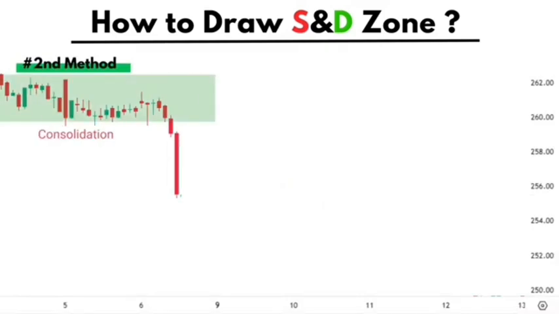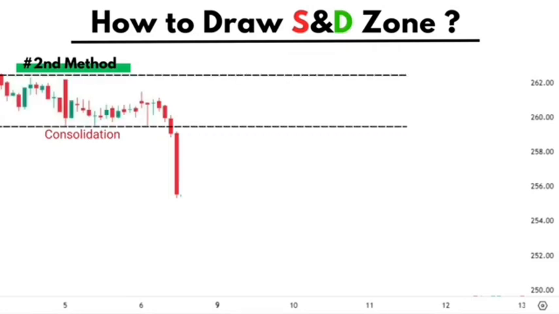Watch what happens next. After breaking away from the consolidation, price later returns to retest the zone. As soon as it touches the rectangle, it gets rejected and starts moving lower. This shows how a consolidation area can act as a strong supply or demand zone after the breakout.